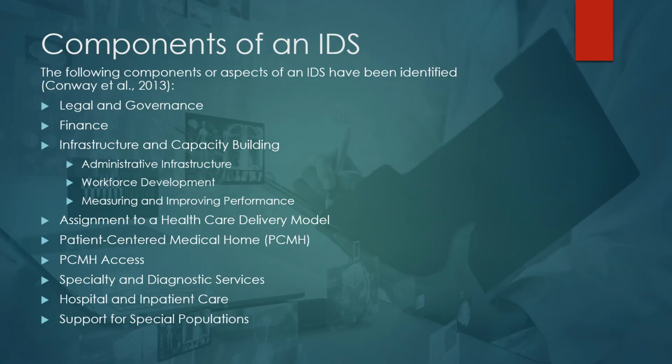Next slide. Components of an IDS. The following components or aspects of an IDS have been identified. This is from Conway et al. 2013. 1. Legal governance. 2. Finance. 3. Infrastructure and capacity building, within which we see administrative infrastructure, workforce development, measuring and improving performance. 4. Assignment to a healthcare delivery model. 5. Patient-centered medical home, PCMH.